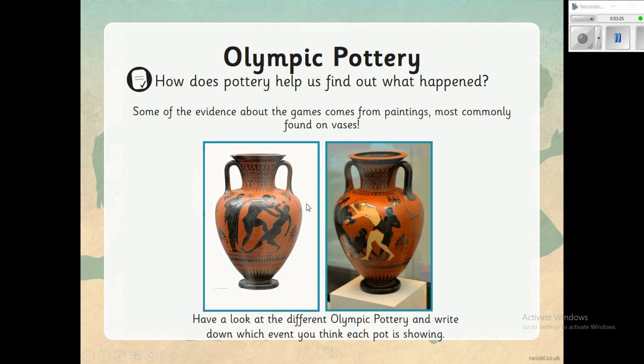Okay, so you can see the images on these pots, and that's how we've worked out that there were Olympic Games all the way back then. And we can work out what events it were. So what I want you to do now is have a look at the different Olympic pottery.